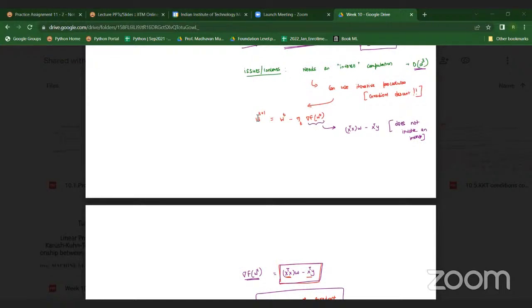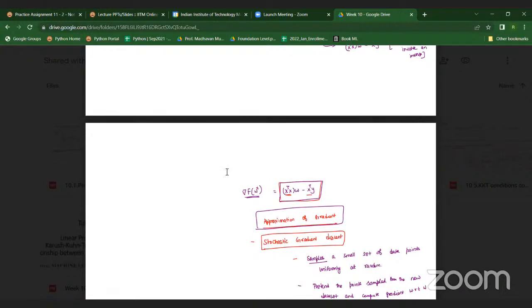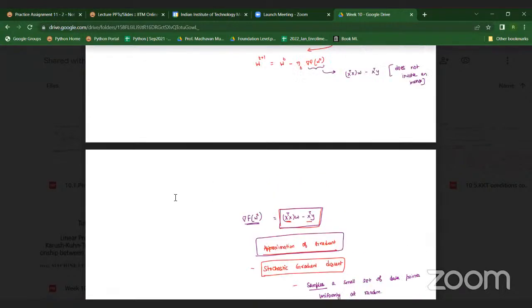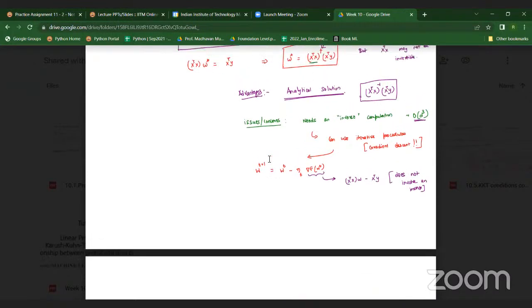So when will you stop? You will stop when W(t+1) equals W(t). That happens when this gradient is 0. This is one important thing: given the weight vector, the X matrix and the y vector, you should be able to find out W(t+1).